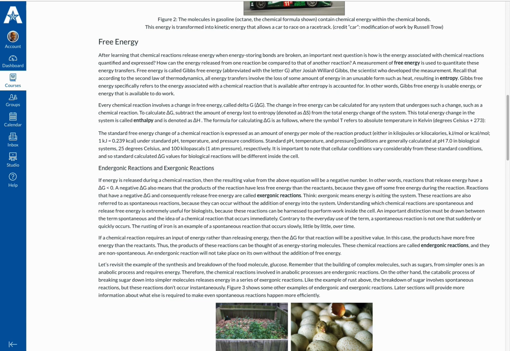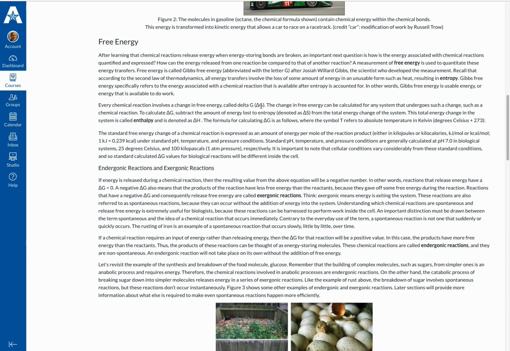So all chemical reactions result in a change in energy, we call that delta G, change in free energy. So for example, when you burn gasoline in your car, the products of that combustion have less energy than the reactants, which would be the gasoline that you burned. So when delta G is less than 0, that means the products have less free energy than the reactants.